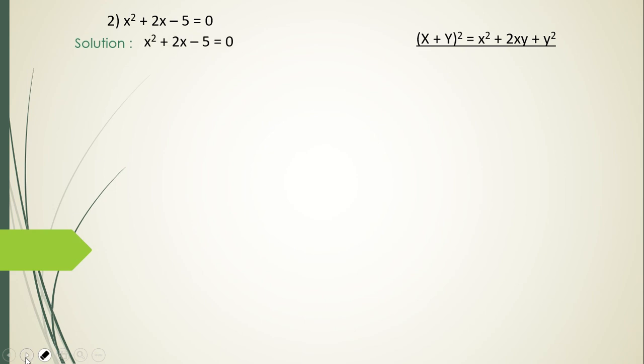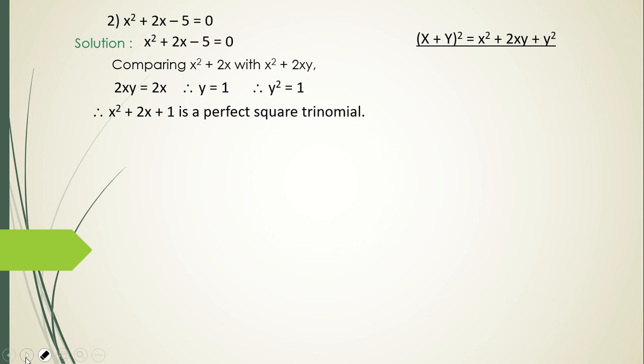x square plus 2x minus 5 is equal to 0. So comparing the first two terms with the first two terms of the formula over there, we get y is equal to 1 and hence y square is equal to 1. Now x square plus 2x plus 1 is a perfect square trinomial. So this is how we have completed the square, right? Now add 1, subtract 1. So when you add 1, this becomes x plus 1 the whole bracket square. Now here minus 1 and minus 5 is minus 6.